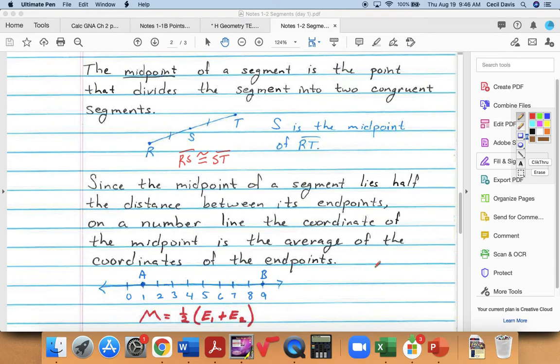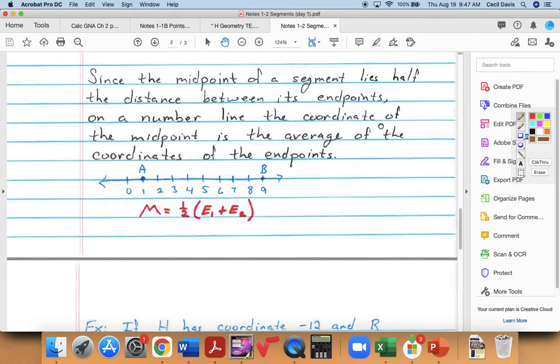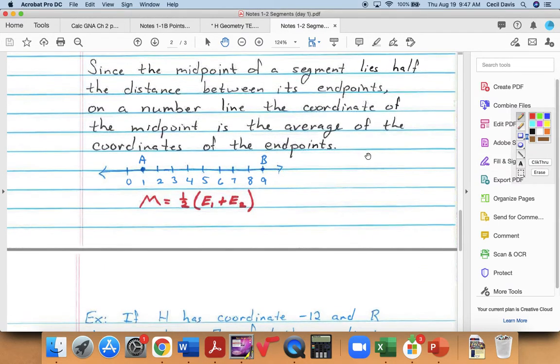All right, well, let's talk about how midpoints apply to number lines then. So on a number line, the midpoint should be half the distance between its two endpoints. And there's an easy way to find that. You could count it and divide by 2 and do all this other kind of stuff, but the easiest thing to do usually is this. To find the coordinate of the midpoint, it's equal to the average of the coordinates of the endpoints.